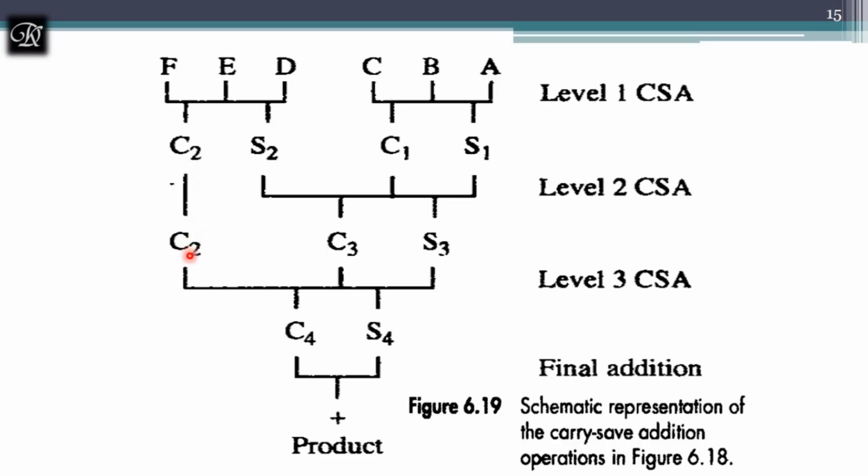So I will carry it to the next level, and again make a group of C2 from the previous level, and C3 and S3 from the current level. Again I will find the sum and carry for that. Now I don't have any more groups to find the sum and carry. So the final left out 2 vectors are C4 and S4. I will find the sum of these two and I will get the final product. This is how carry save addition is going to work.